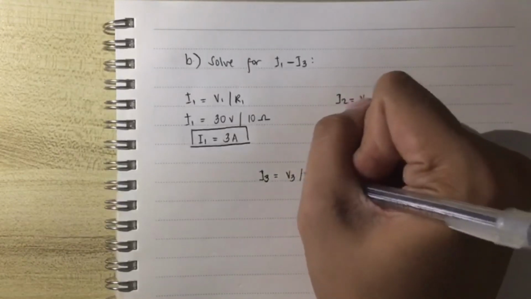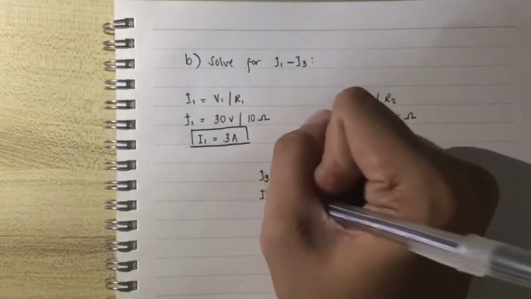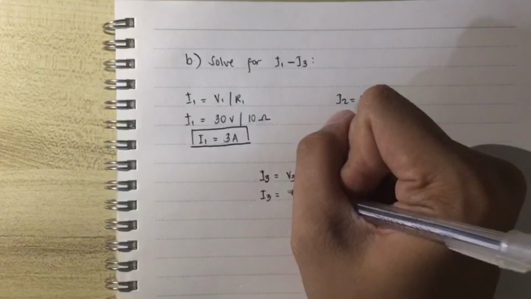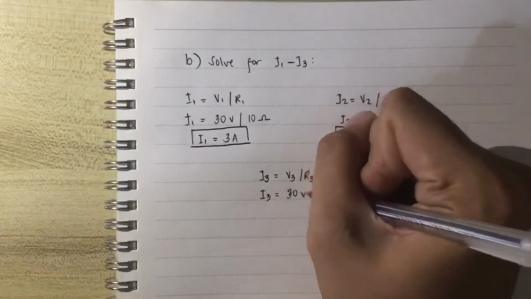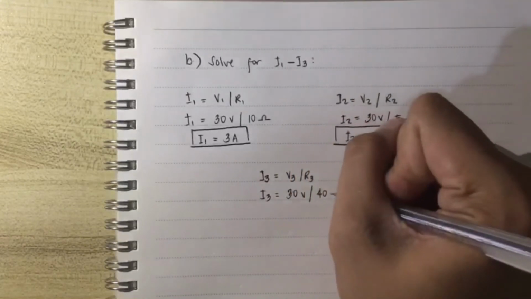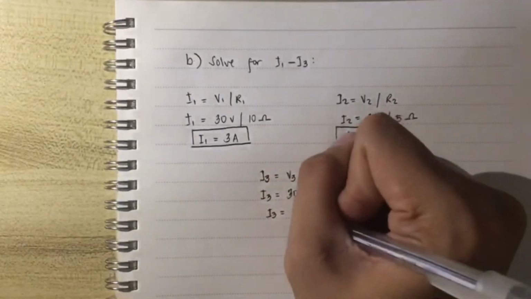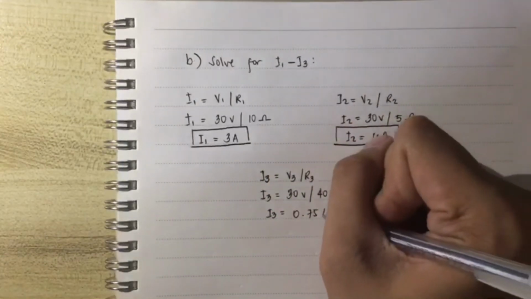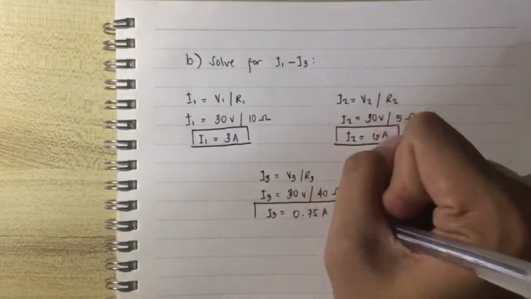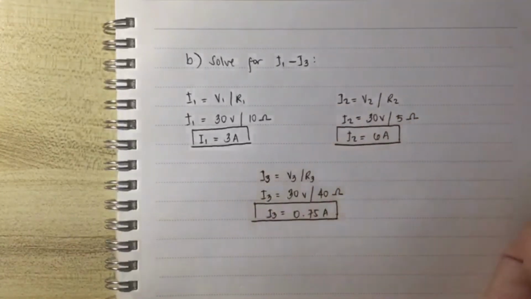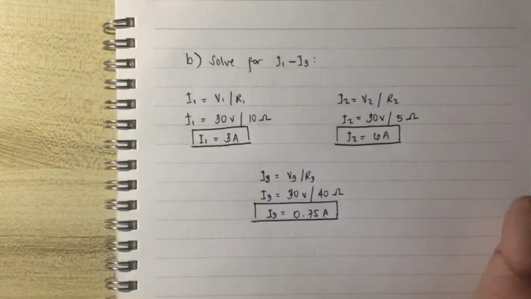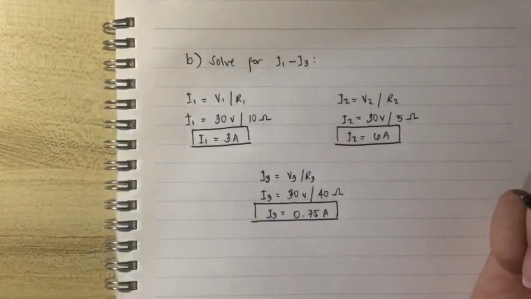Lastly, for the intensity 3, the formula we will be using is intensity 3 is equal to voltage 3 over resistance 3. Substitute the given, the voltage 3 and the resistance 3, with 30 volts and 40 ohms. Divide 30 volts by 40 ohms, the intensity 3 is 0.75 amperes.